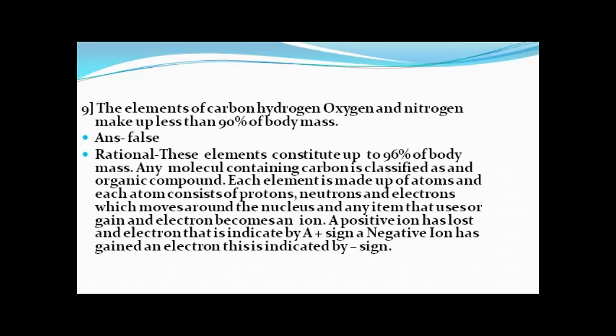Each element is made up of atoms, and each atom consists of protons, neutrons, and electrons, which move around the nucleus. Any atom that loses or gains an electron becomes an ion. A positive ion has lost an electron, indicated by a plus sign, and a negative ion has gained an electron, indicated by a minus sign. So the answer is false, as you already found.